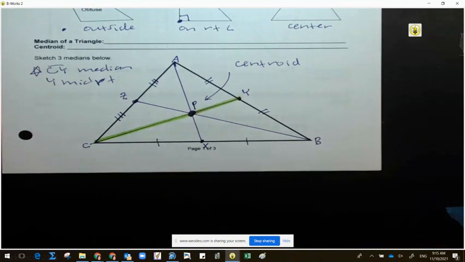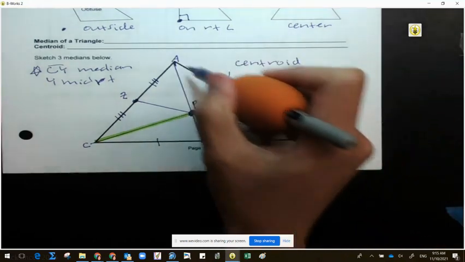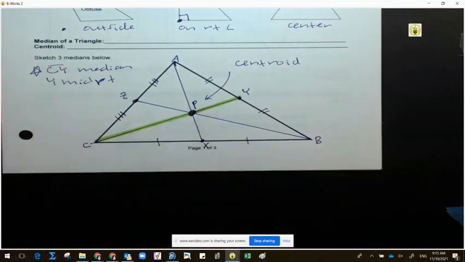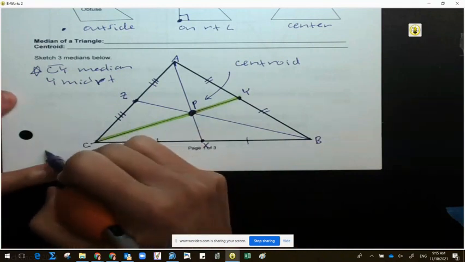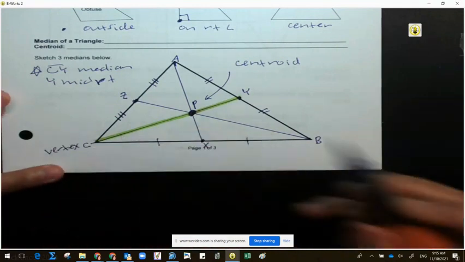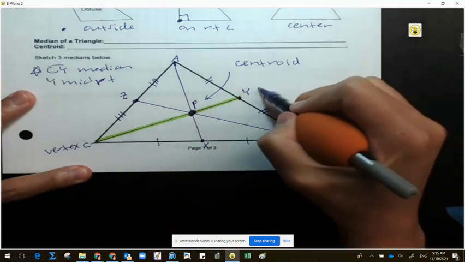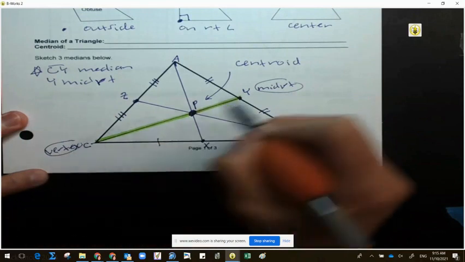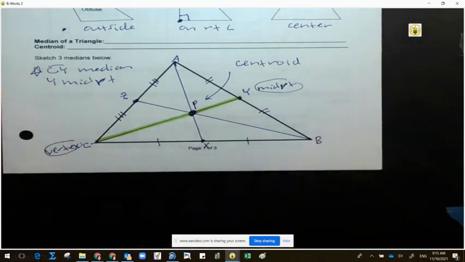The reason I'm writing out the median and the midpoint is that when I say median, some kids want to say it's the same thing as a midpoint. They're not. A midpoint is the center of a segment. A median goes from the vertex to that point. So let's write out more things here. Here's my vertex, vertex C. Here's my midpoint, because there's a formula involving these 2 points.